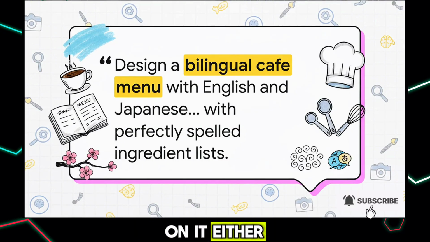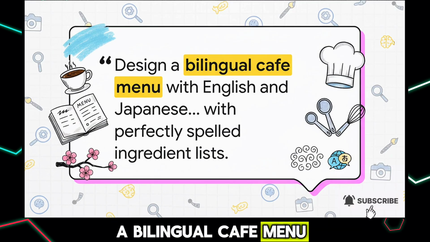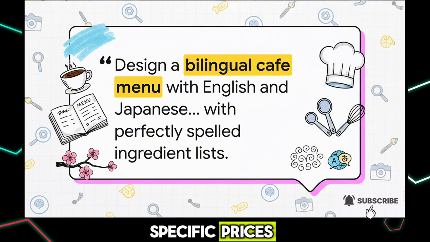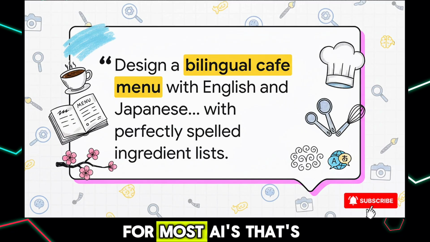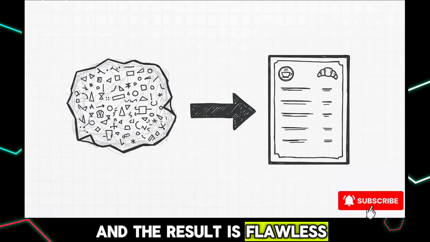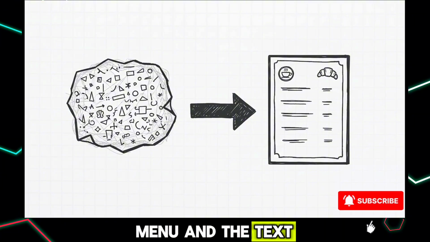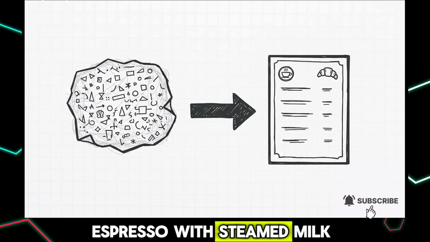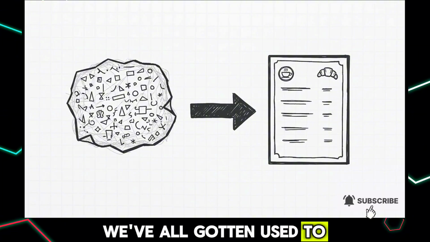We didn't go easy on it either. We gave it this absolute monster of a prompt: a bilingual cafe menu, English and Japanese, with perfectly spelled ingredients, specific prices, a minimalist design, and even little illustrated icons made out of clay. For most AIs, that's just a recipe for disaster. And the result is flawless. I mean, look at this. It's a clean, bilingual menu, and the text is perfect, right down to the tiniest little descriptions. Espresso with steamed milk is spelled correctly. This is a huge leap from the gibberish we've all gotten used to.